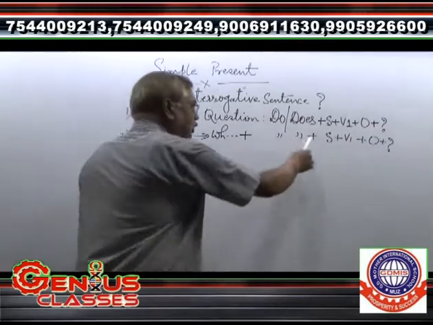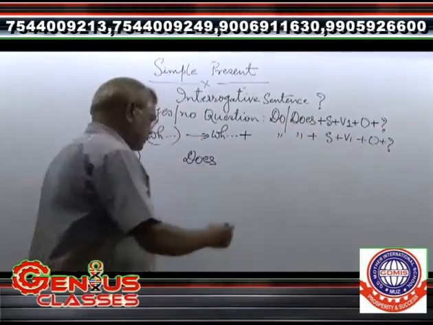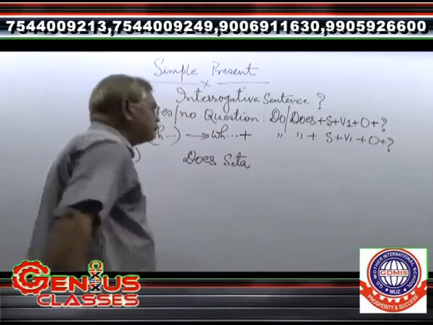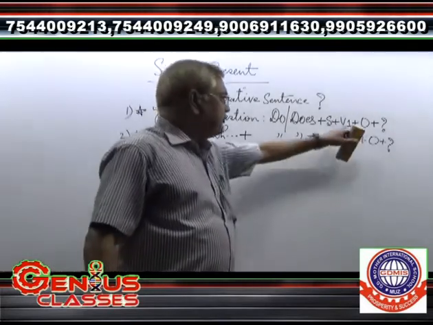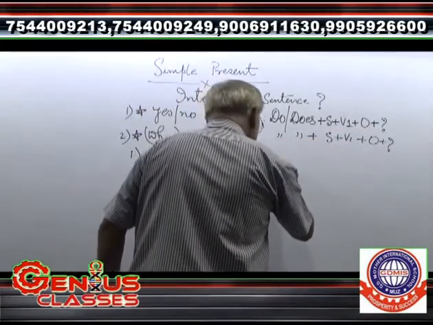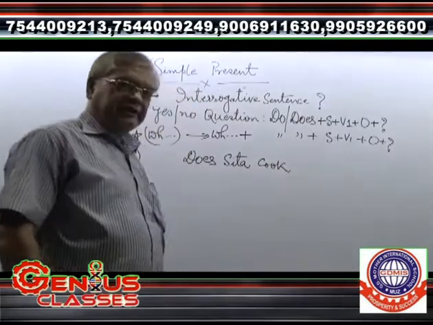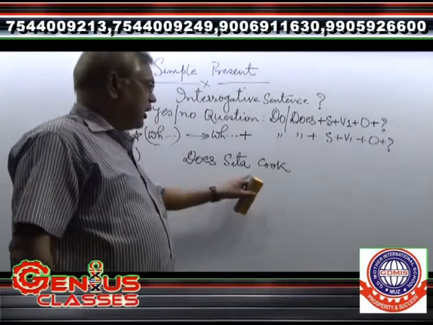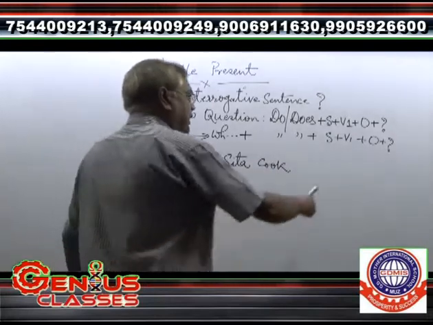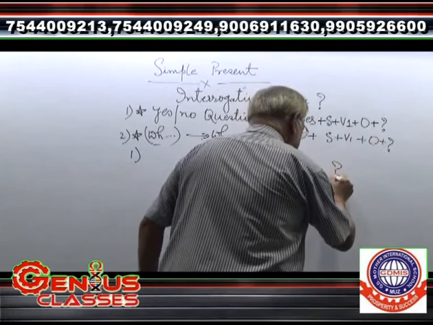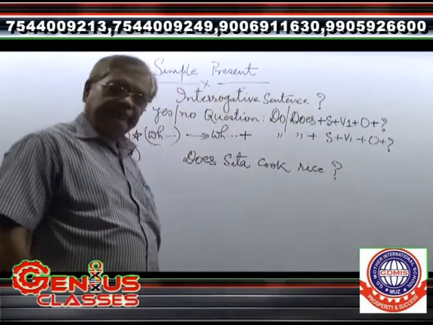Then after it is called subject, Sita. Then after V1, that is the action word, that is cook, that is the V1. Does Sita cook? And then after object, rice. And at last, question mark.